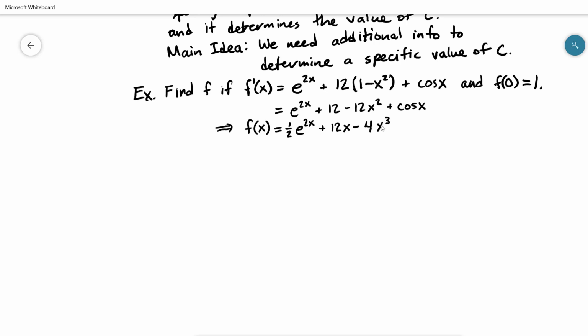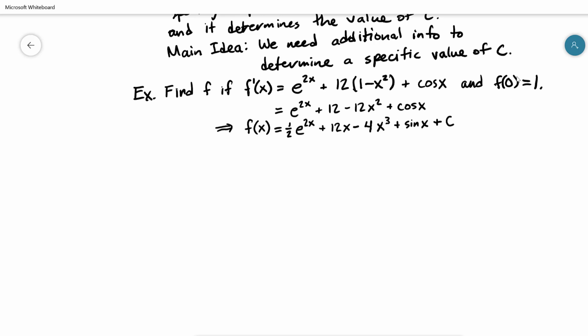And then the power decreases by 1, so I'll have x squared. I'll get negative 12x squared. And lastly, that plus cosine, we've already done that. The derivative of sine is cosine. And lastly, we need our plus c. So this is the antiderivative.